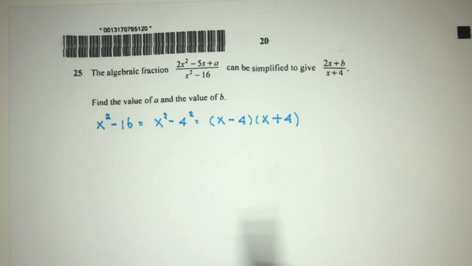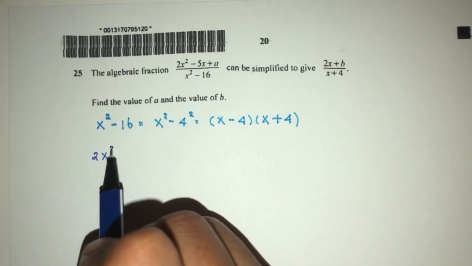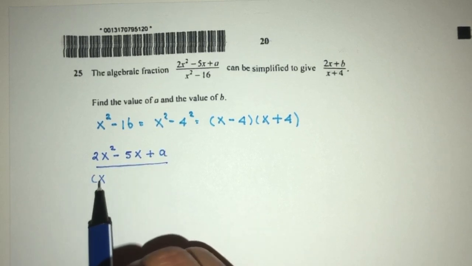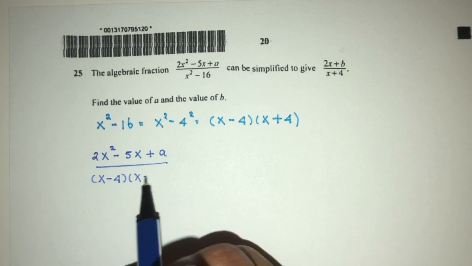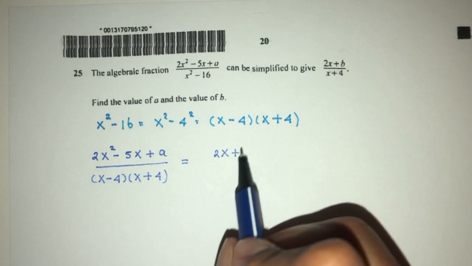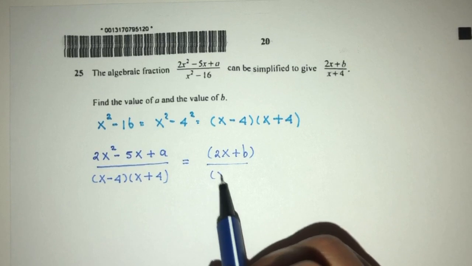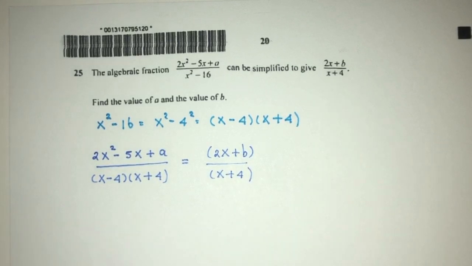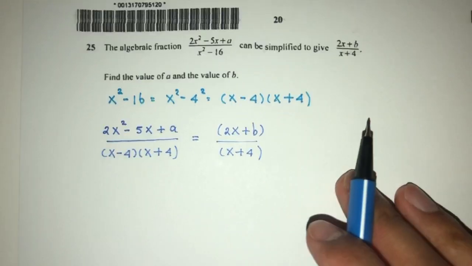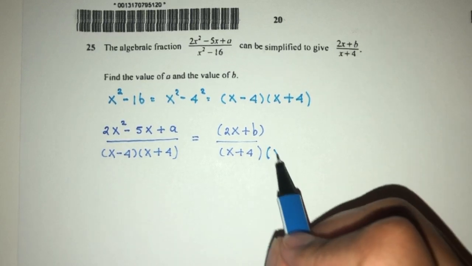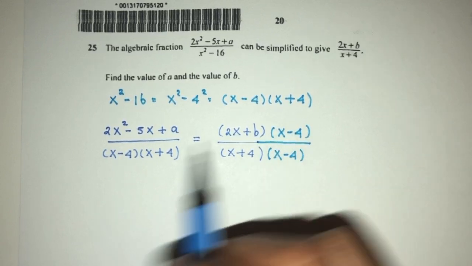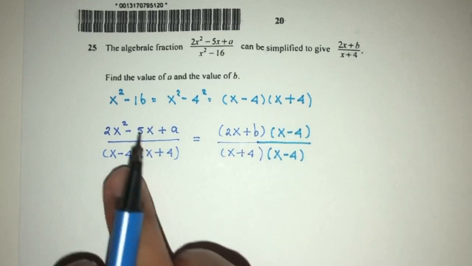Okay, so let's rewrite this. Right now we have 2x squared minus 5x plus a over the value of x minus 4 times x plus 4. Now the question is saying that this is the same as 2x plus b over the value of x plus 4. Right. So for us to get this from that, we realized that we had to cancel the value here, which is x minus 4, x minus 4.